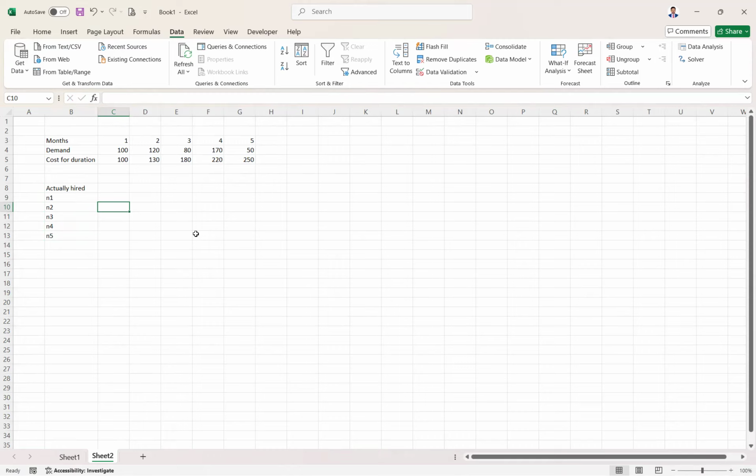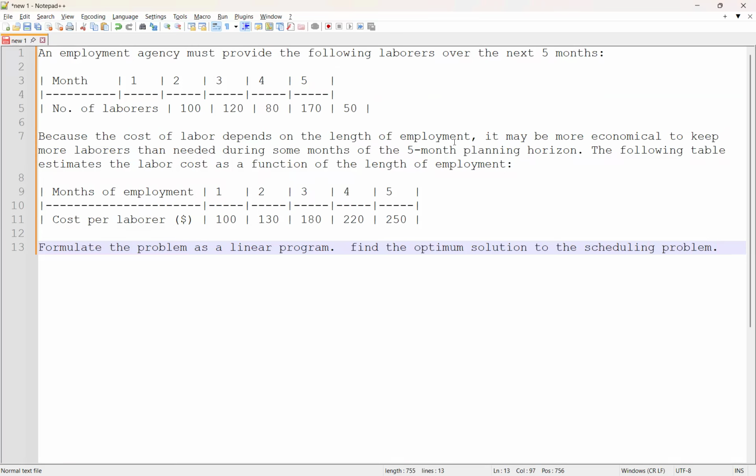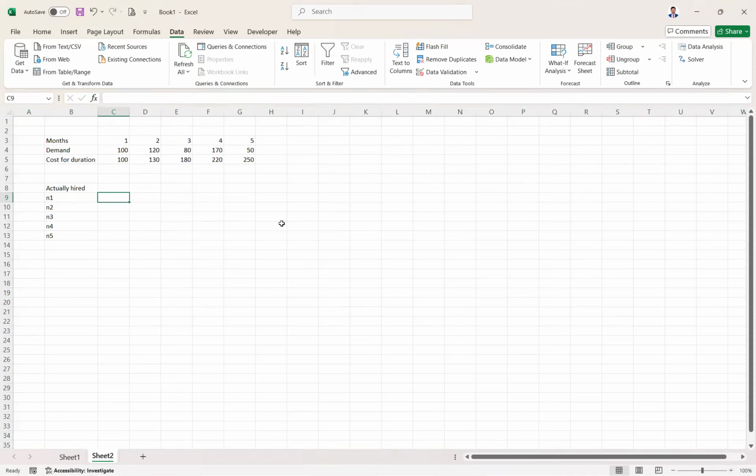So this is the number of employees working in N1, N2, N3, N4 and N5. This can be greater than demand. That is what they have said. See here, it may be more economical to keep more laborers than needed during some months of the 5 month planning. They don't know which months, that is what we have to decide.